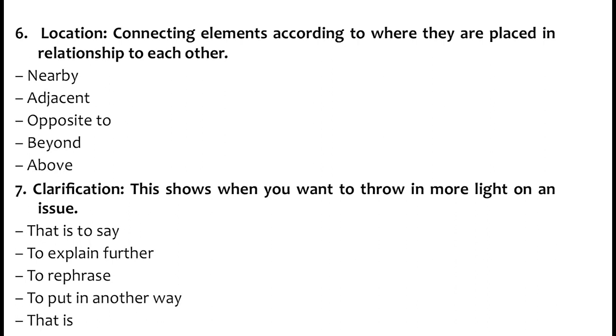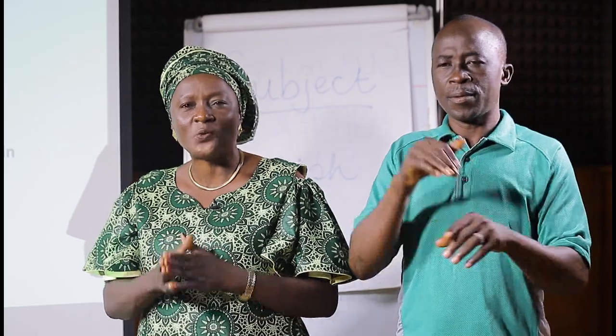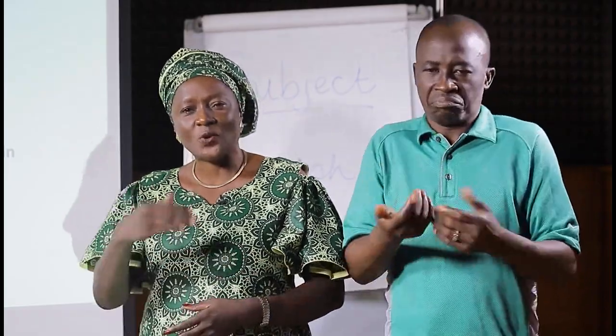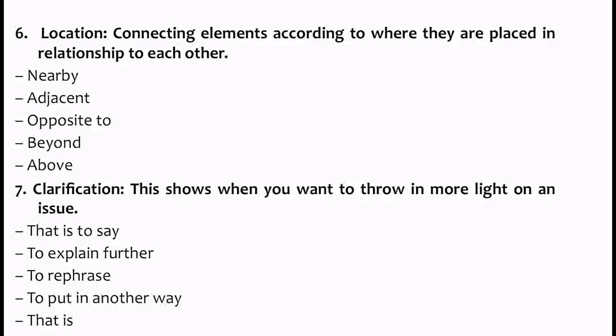Number 6, location. Connecting elements according to where they are placed in relationship to each other. Talking about location. I am here, you are at home watching and listening. So we are talking about location. So when you need to talk about the location of a person, place, or thing, you use transition words such as nearby, adjacent, opposite to, beyond, above.